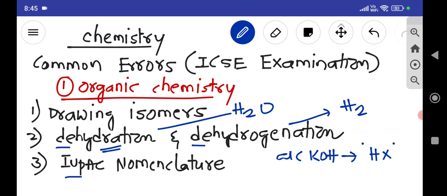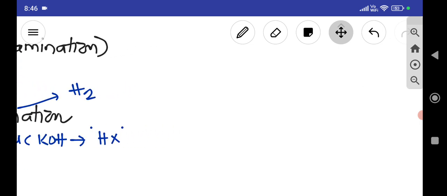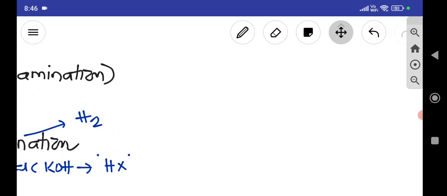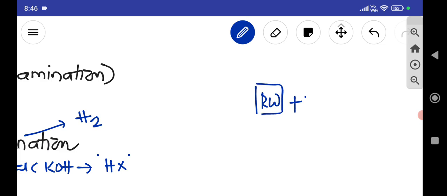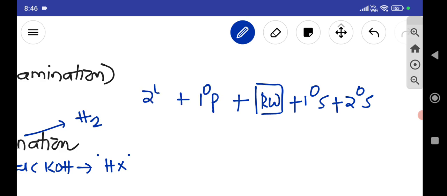Next, confusion, that is IUPAC nomenclature. Always remember the formula what we have discussed. What was the formula? Whenever you are writing names, you have to use root word first, then primary suffix, secondary suffix, primary prefix, secondary prefix. So I have explained this, so you need to follow this.